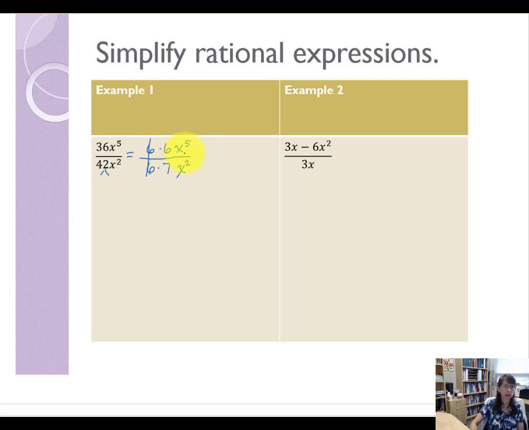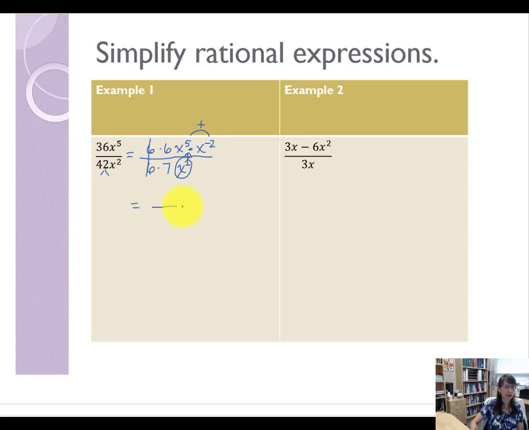So the next step would be to use our quotient rule with these like bases of x. I would compare 5 and 2 and see that x squared has the lower exponent. So this term is going to shift across the division bar, and when that happens, the exponent becomes the opposite sign. So I have shifted x squared into the numerator as x to the negative 2. I can then use my product rule and add these exponents of 5 plus negative 2.